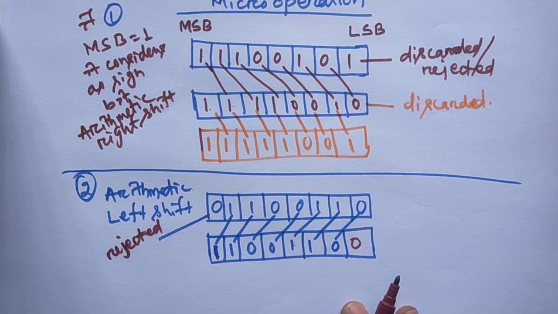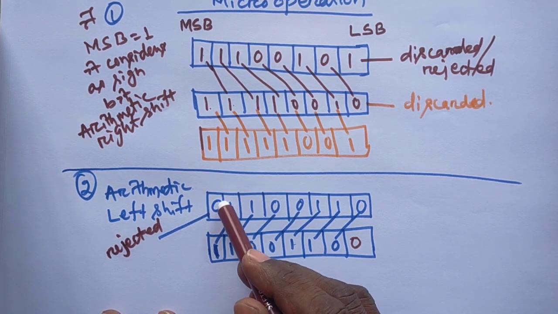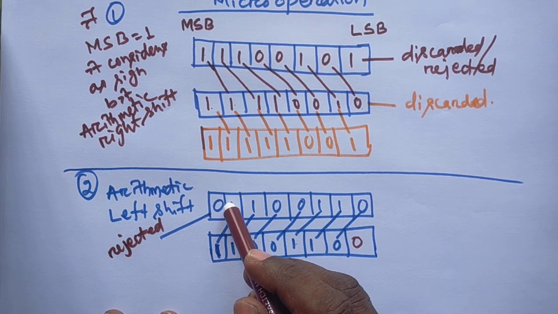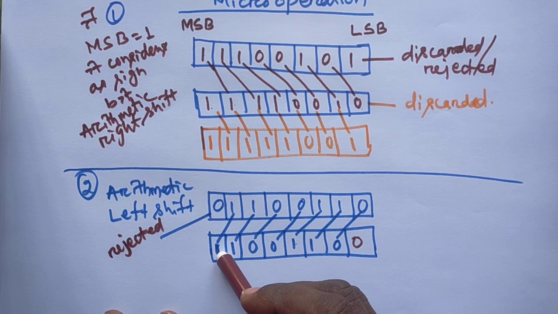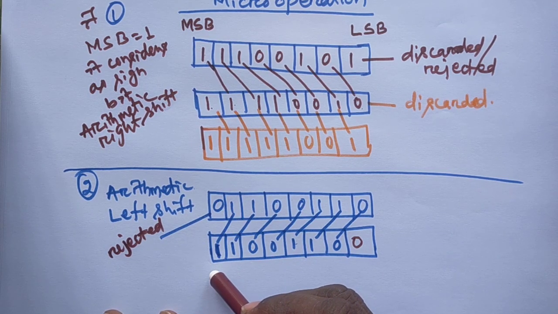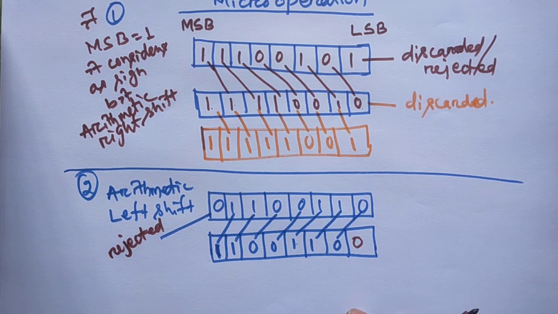Okay, sometimes this concept creates some problem, because you see here is a 0, that means a positive number, but here the sign bit is 1, which means a negative number. Here positive and negative, that means an overflow condition will occur.